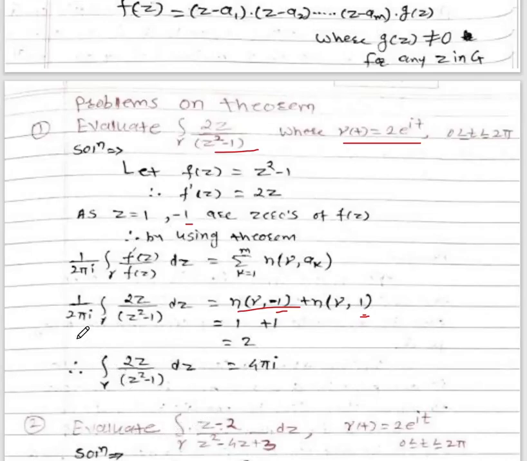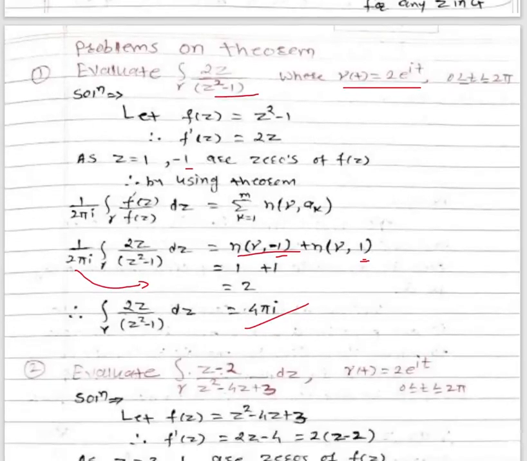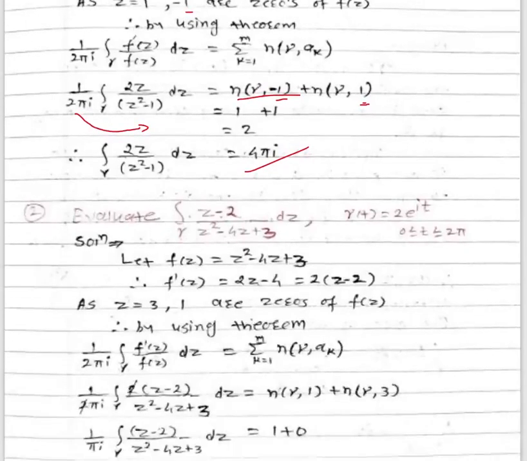So transfer this term to the RHS: the integral over gamma of 2z upon z square minus 1 dz equals 2 into 2 pi i, that is 4 pi i. Okay, so this is the solution of this problem, the value of the given integral. Now we will see the second problem.